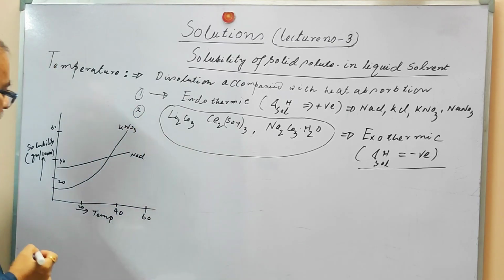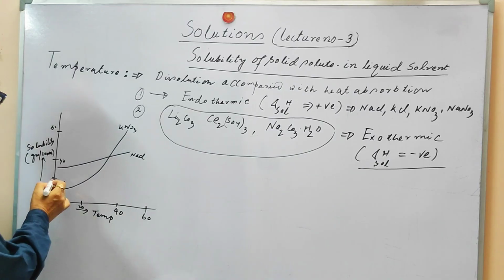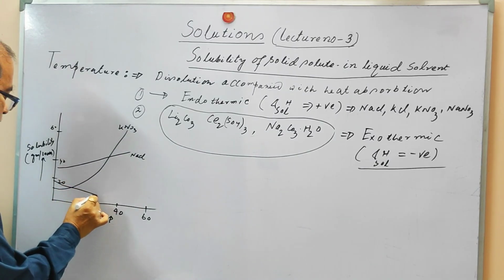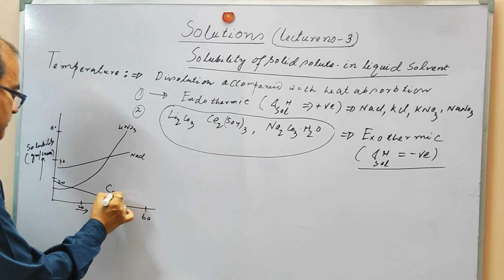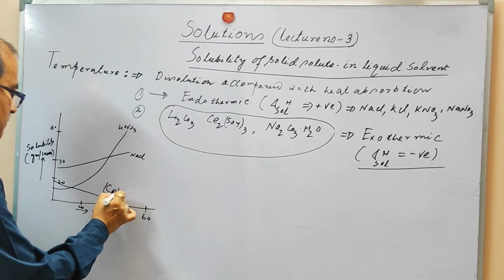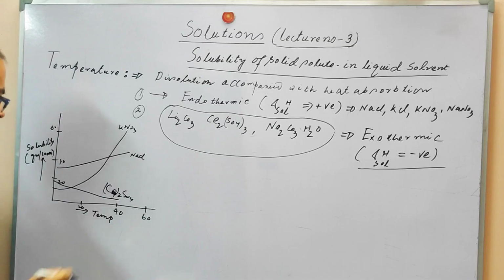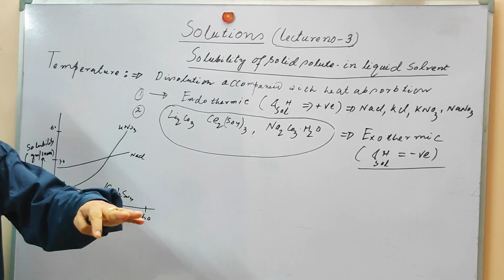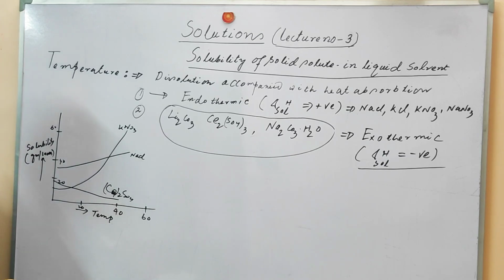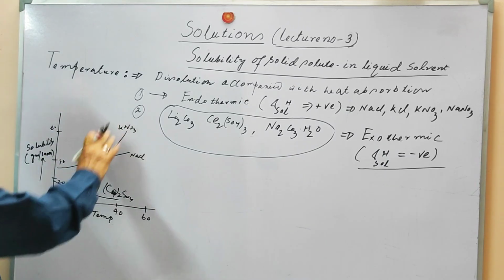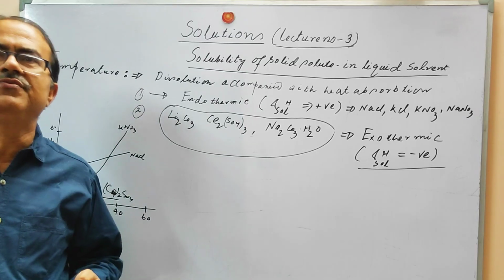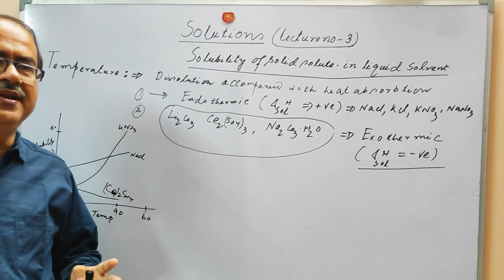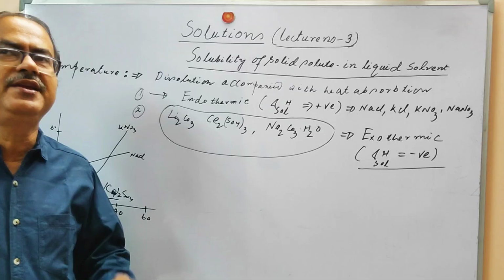Now another substance, cerium sulfate. You can see that as we go on increasing the temperature, the solubility goes on decreasing. In all these cases it is either decreasing or increasing, but there are some substances where you will find a difference.